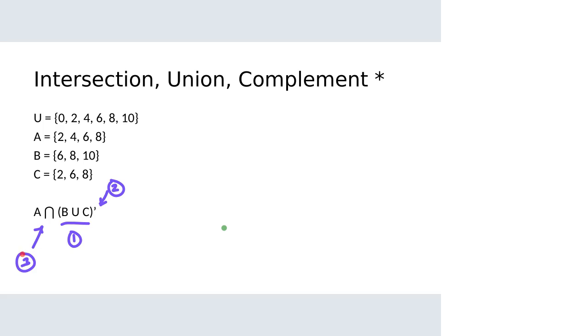So here, the first thing we want to do is find B union C. That's the first thing we need, B joined with C. So we'll do that first. That's going to be set B, which is 6, 8, 10, joined with C, which is 2, 6, 8. So that's going to be 2, 6, 8, 10. So that's B union C.